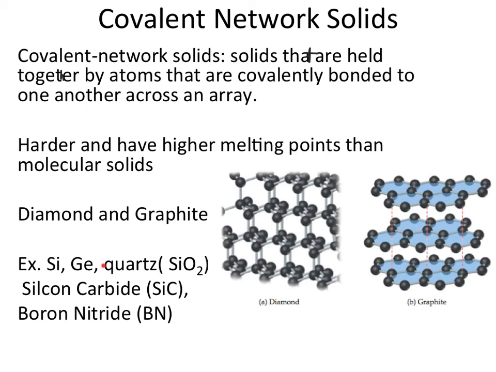So types of atoms and compounds that will bond in this manner: silicon and germanium, of course. Quartz is an example of a covalent network solid. Silicon carbide and boron nitride. You want to make sure you memorize these and are able to identify them when they come up in questions. So basically the repeating units and that three-dimensional array of bonding, that's what's going to be characteristic of covalent network solids.